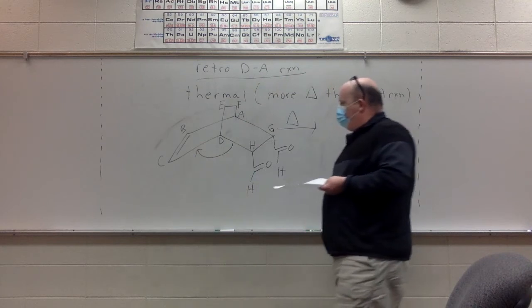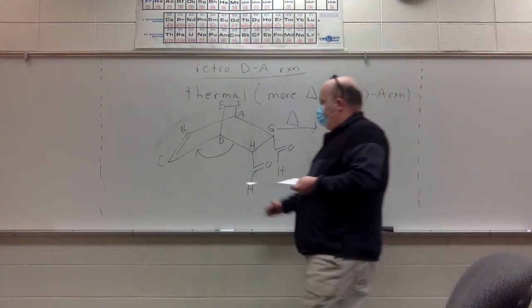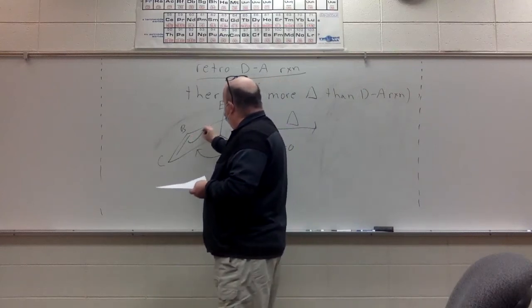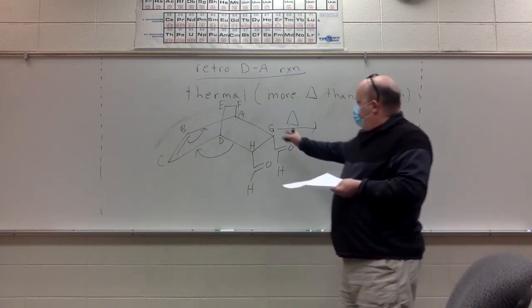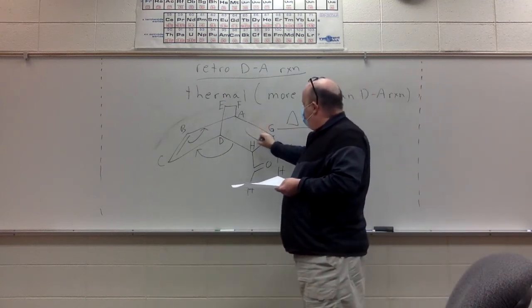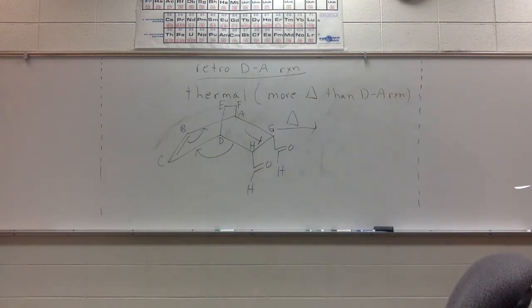And so once you figure that out, you can break D and H. Those electrons move to form a pi bond between C and D. This pi bond can shift over here between B and A. And this sigma bond breaks. You can form a double bond between G and H.